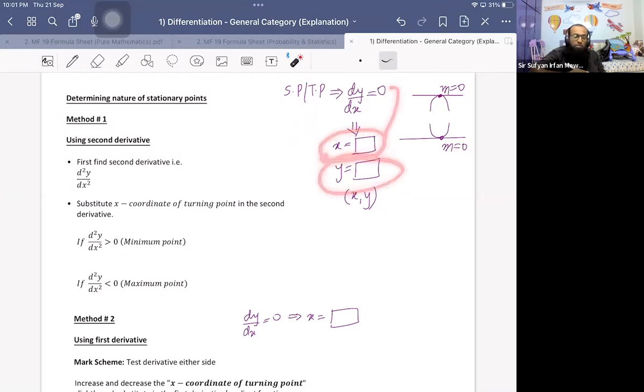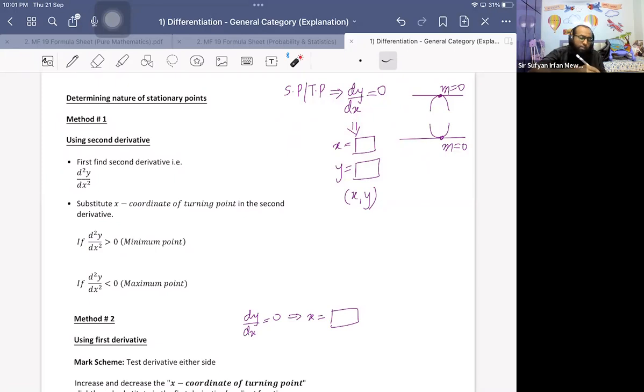I repeat, if we have to find the stationary point or turning point, we equate dy by dx, the gradient function, to 0. From here we get x, and if we substitute x in the equation of the curve, we get y. So the coordinates of a turning point is very simple. But for finding the nature of the turning point, as to whether it is a minimum point or a maximum point, we used the second derivative method in AS.